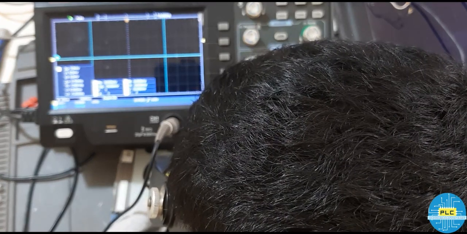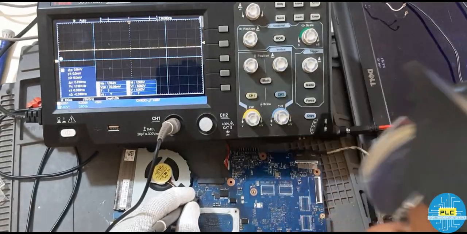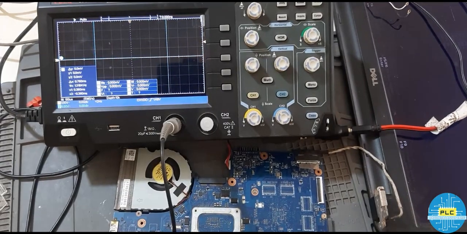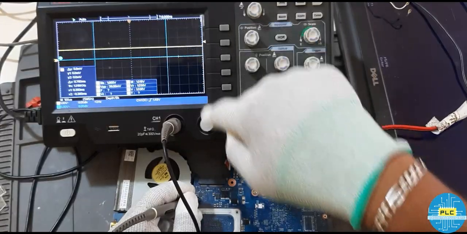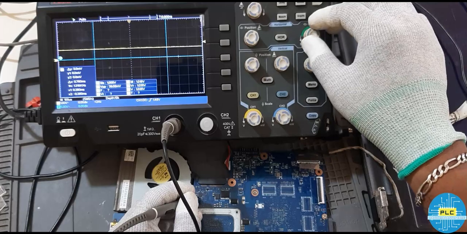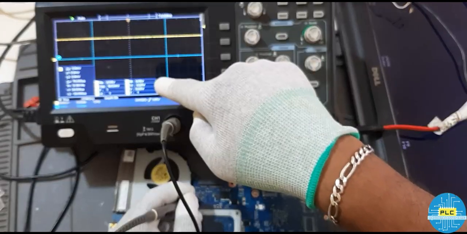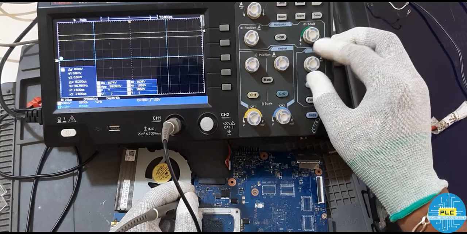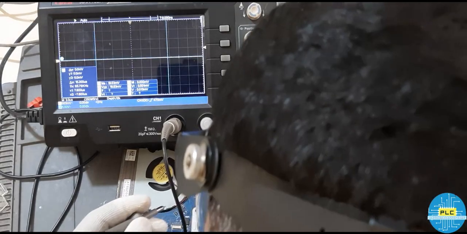1, 2, 3, 4. See, pin number 4 having 1.05 volts. After alert, now it's a clock, pin number 3. Here is the clock. The voltage is 1.01. If I do a loose connection, it will come.